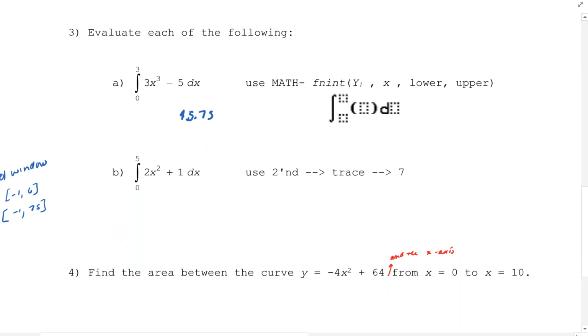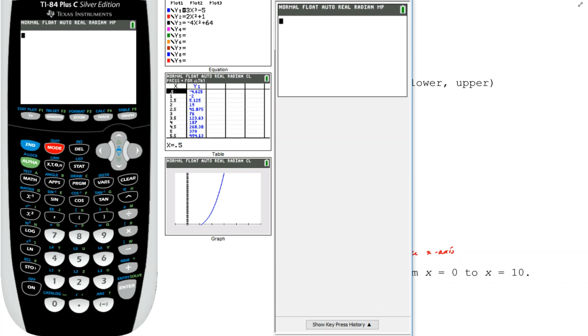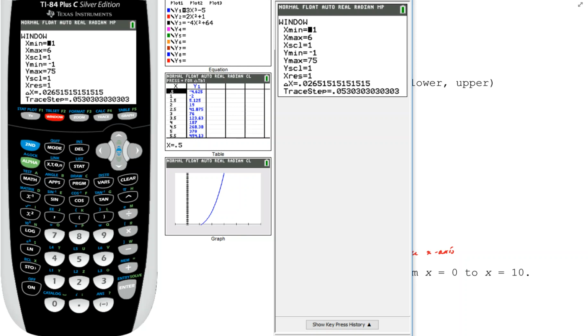Okay, and on this next integral, so another way that we can evaluate an integral that our calculator gives us, I think is really a fun thing. So first thing we want to do is on our calculator, we want to have the window set so that this will look the best that it's going to. I want to set my x values to go from -1 to 6, and my y values to go from -1 to 75. So go ahead and take a second to do that. Pause this if you need to.